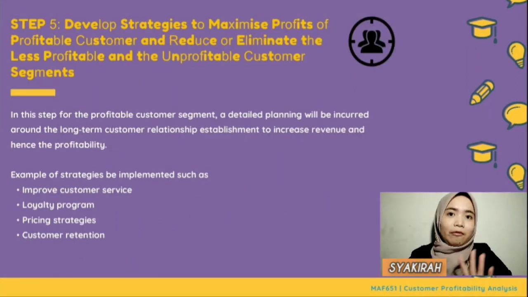Next is step 5, which is developing strategies to maximize the profit of the profitable customer segment, or reducing or eliminating the less profitable and unprofitable customer segments. In this step, for the profitable customer segment, detailed planning will be incurred around long-term customer relationship establishment to increase revenue and hence the profitability of the company. Examples of strategies to be implemented are improving customer service, loyalty programs, pricing strategies, and customer retention.